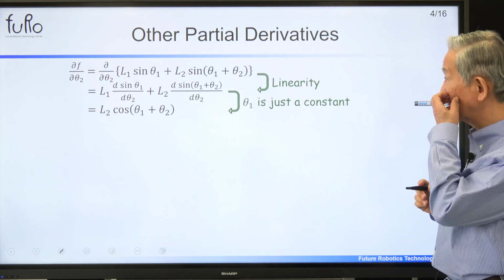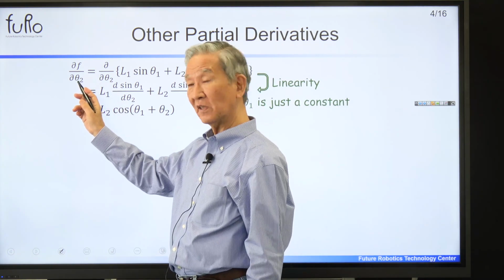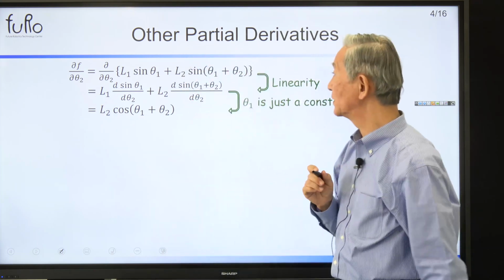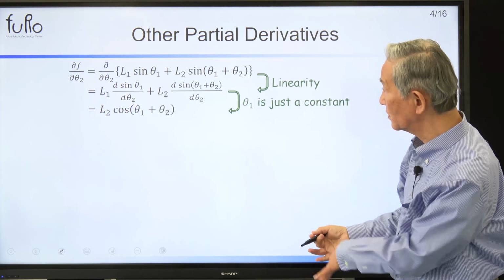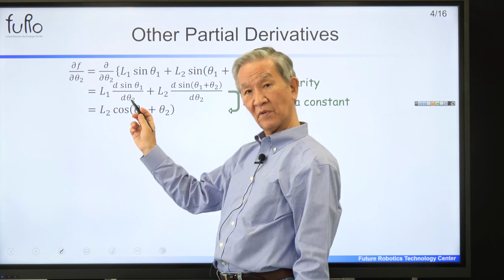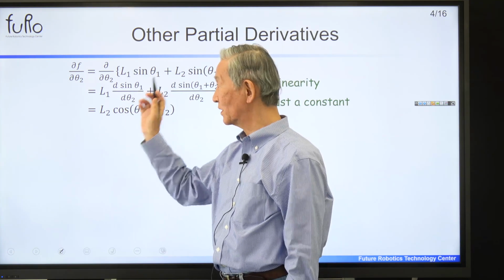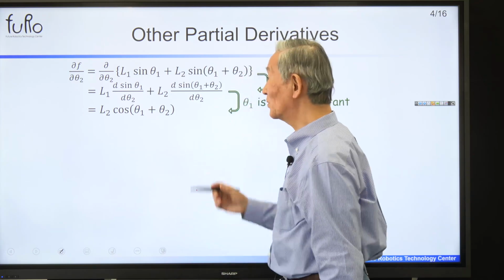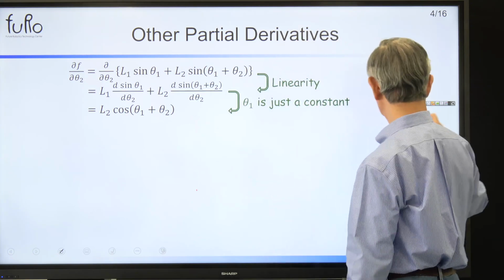All right, we can do the same thing for the partial derivative of x2 in terms of theta 2. Linearity again: theta 1 is just a constant. This is exactly the same thing. Here, theta 1 is just a constant, so if you differentiate in terms of theta 2, this is just a constant, so that's 0. The 0 drops. Great, so you don't have to worry about that part anymore. This part here becomes cosine.